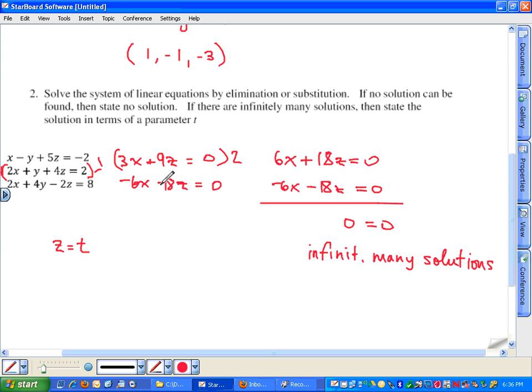Now, if we go back to this middle step here, we need to write x in terms of z so that we can change z to t, and then we'll have x in terms of t. So if I take this top piece here, for example, 3x plus 9z equals 0. If I subtract the 9z, we get 3x equals negative 9z. Then dividing by 3 gives x equals negative 3z, but z is equal to t, so we say that x is equal to negative 3t.